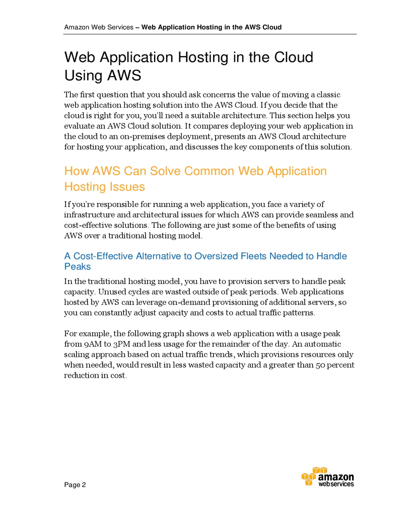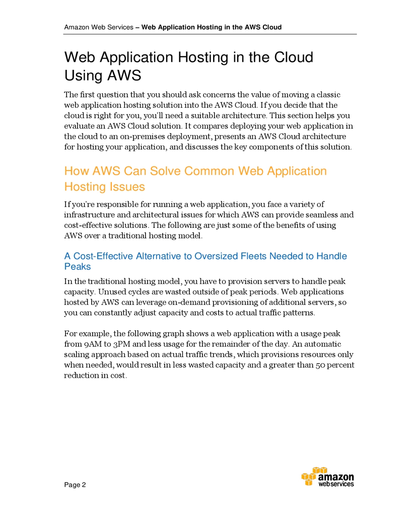How AWS can solve common web application hosting issues. If you're responsible for running a web application, you face a variety of infrastructure and architectural issues for which AWS can provide seamless and cost-effective solutions. The following are just some of the benefits of using AWS over a traditional hosting model. A cost-effective alternative to oversized fleets needed to handle peaks. In the traditional hosting model, you have to provision servers to handle peak capacity. Unused cycles are wasted outside of peak periods.